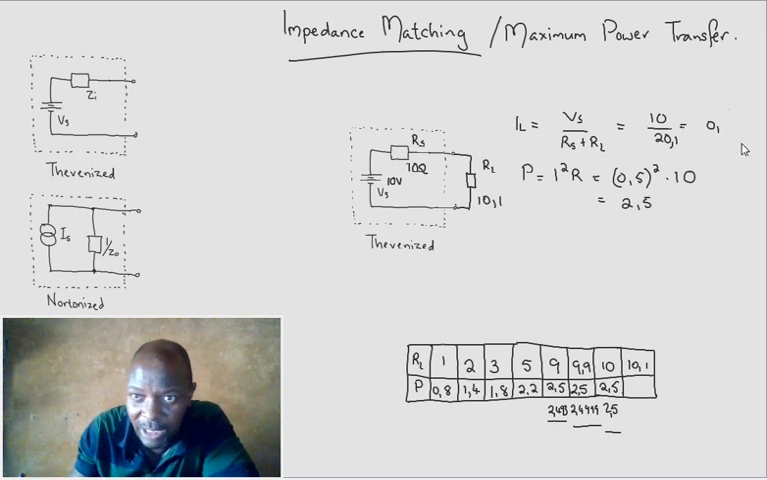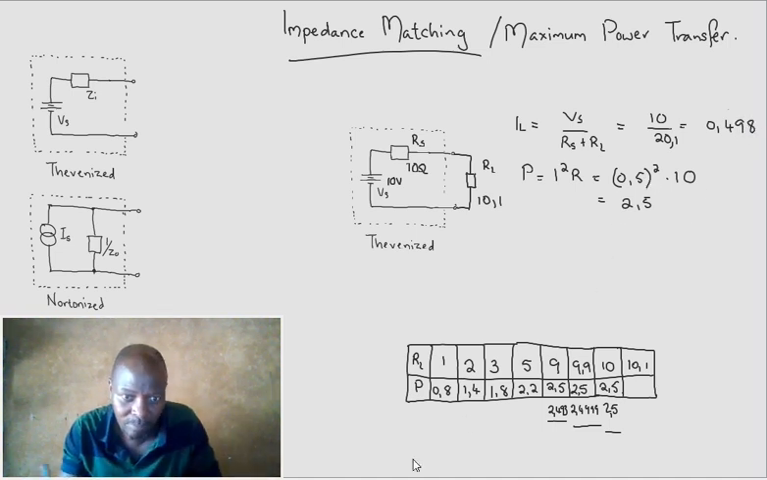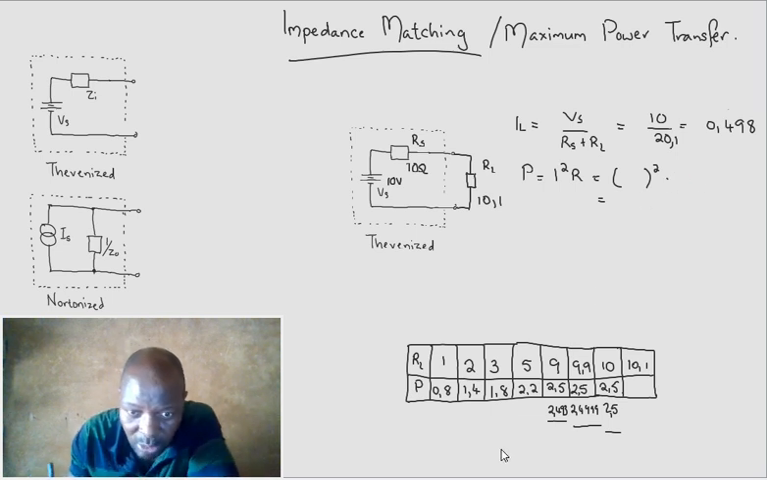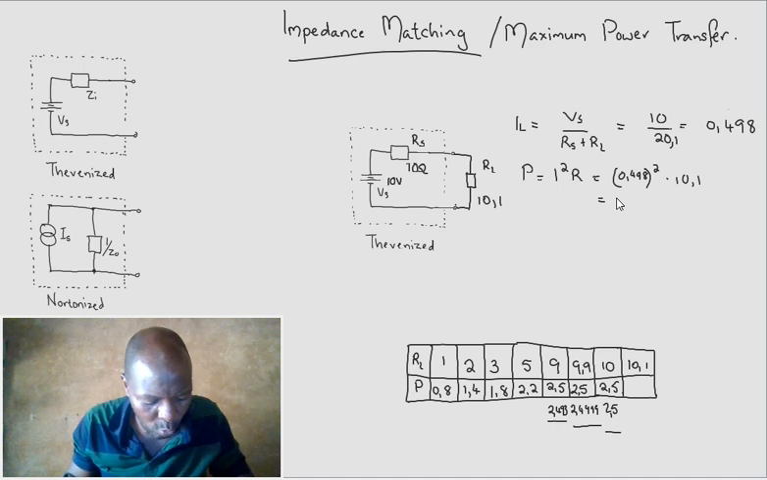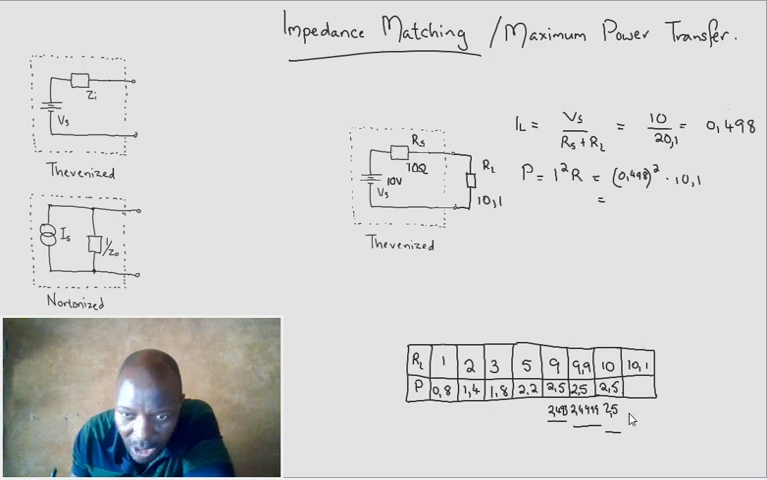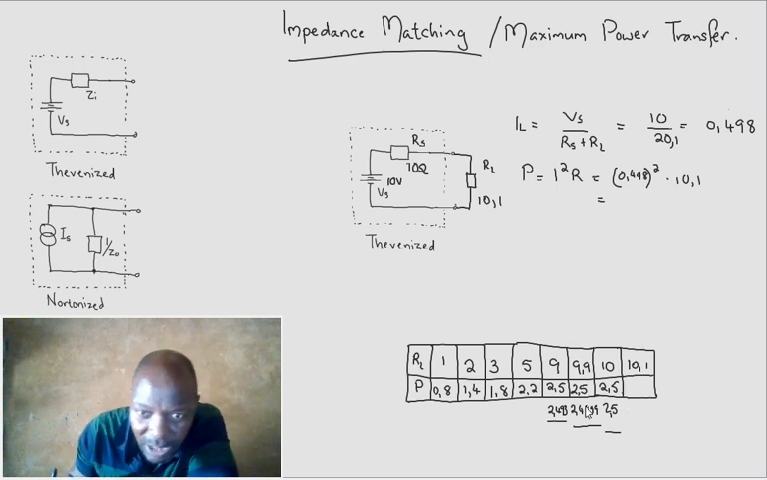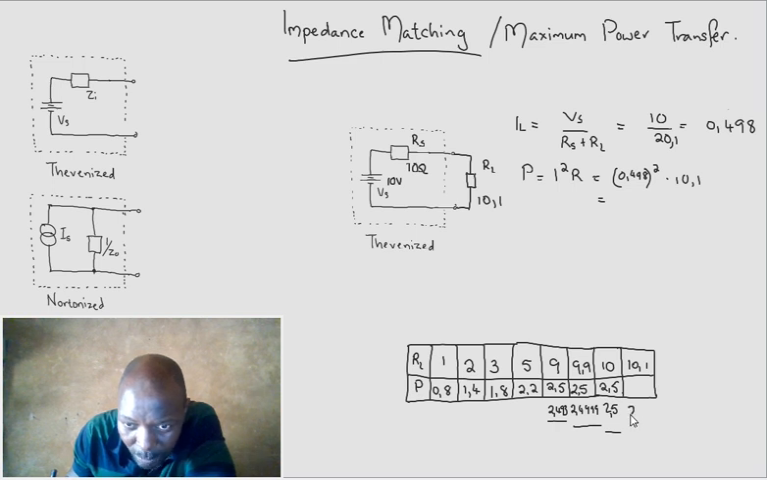Now, when you multiply that 0.498, squared, and then multiply by the 10.1, what do we get? It is dropping again. It has gone back to 2.49, back to this value here. It is dropping: 2.4999. That's what it's giving me here.